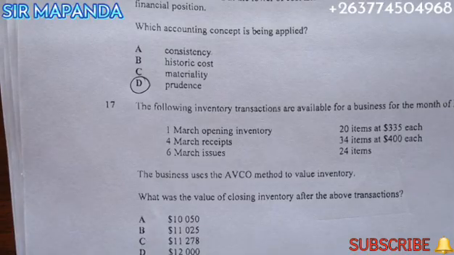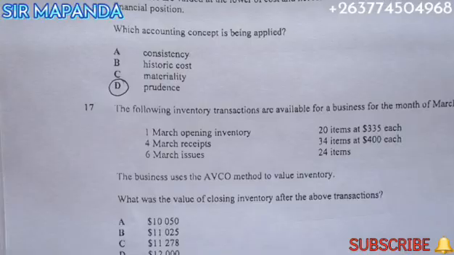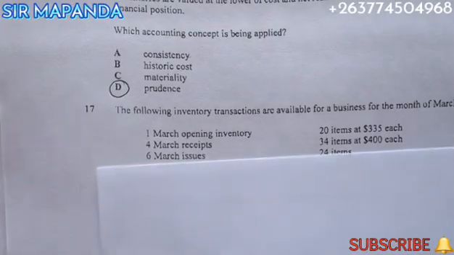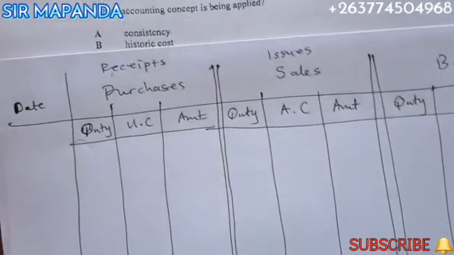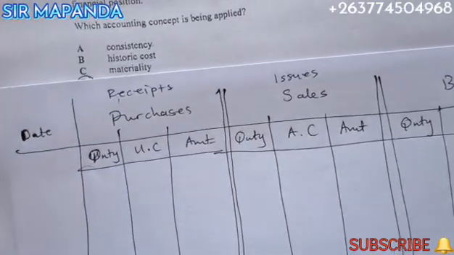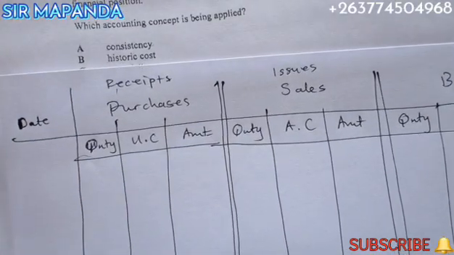The following inventory transactions are available for a business for the month of March, right? The business uses AVCO. AVCO is known as the weighted average cost method. What was the value of the closing inventory after the transactions? I hope you are following. So this is the table that you prepare for weighted average cost.